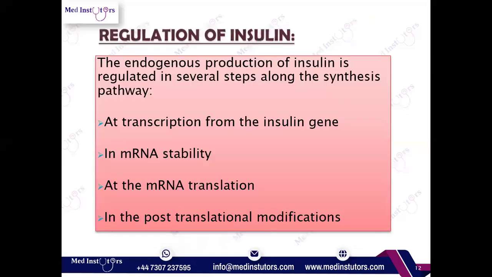As you all know, the central dogma consists of transcription and translation. There is an insulin gene inside our cell. Transcription of this gene results in mRNA production, which undergoes translation to produce pre-proinsulin. As you saw, the pre-proinsulin undergoes post-translational modification through the rough endoplasmic reticulum and the Golgi apparatus to become our insulin. So that is about the biosynthesis of insulin.